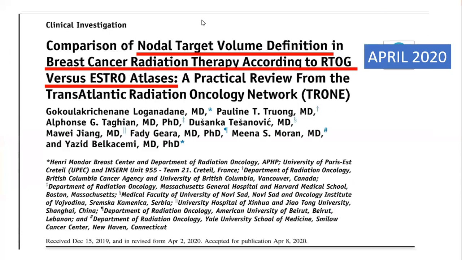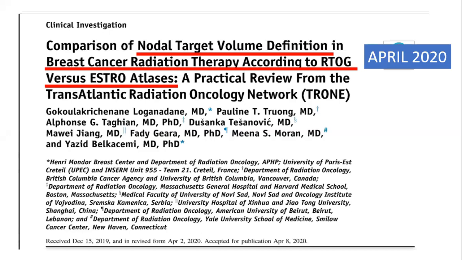This is a paper recently published in April 2020. This is a Paris-based study. Here they have compared the RTOG and ESTRO guidelines, taking into consideration the patterns of relapse, and then they have given us the recommendation for their practical implementation in our daily practice.